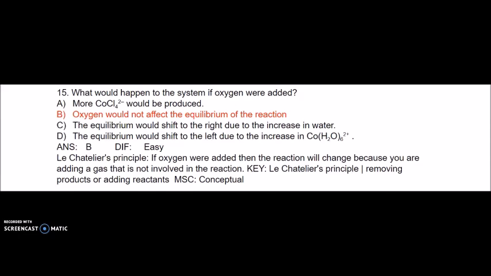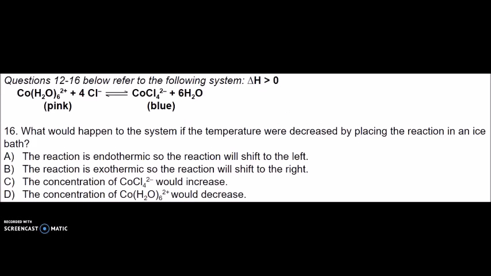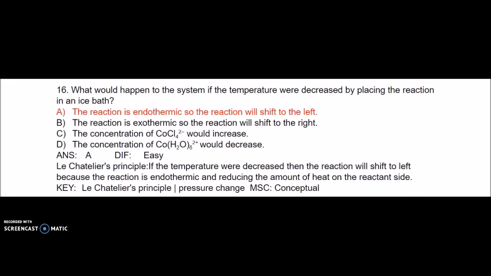Pause the video, come back for number 16. Last question of our Pink Panther problem. What would happen to the system if the temperature were decreased by placing the reaction in an ice bath? So think about it, look at your choices, pause the video, come back for a correct response. The correct answer for number 16 is letter A. If the temperature was decreased, then the reaction will shift to the left because that reaction is endothermic and the amount of heat is on the reactant side.